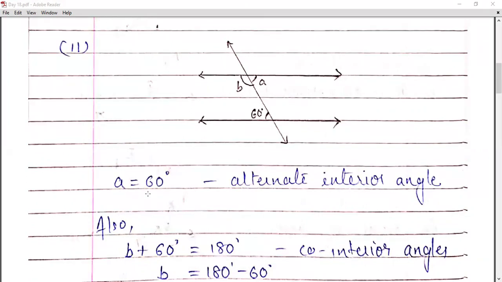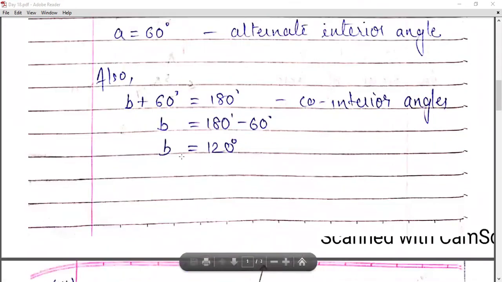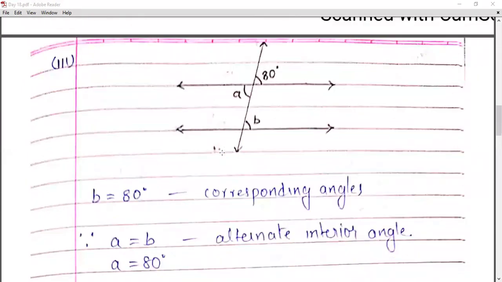So co-interior angles are supplementary. Hence B plus 60 degree is equals to 180 degree. Transferring 60 on the other side, B is equals to 180 degree minus 60 degree. 180 minus 60 will give you 120 degree. Hence B is equals to 120 degree.